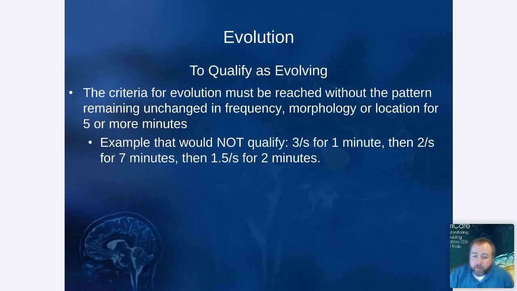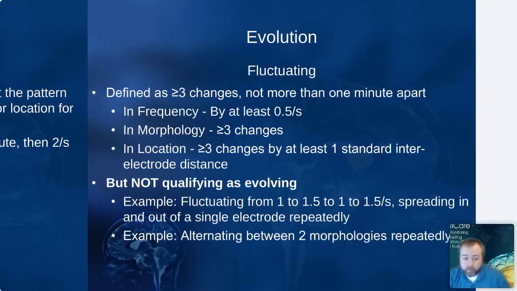The criteria for evolution must be reached without the pattern remaining unchanged in frequency, morphology, or location for 5 or more minutes. An example that would not qualify would be something that lasts 3 per second for 1 minute, then 2 per second for 7 minutes, and then 1.5 per second for 2 minutes.